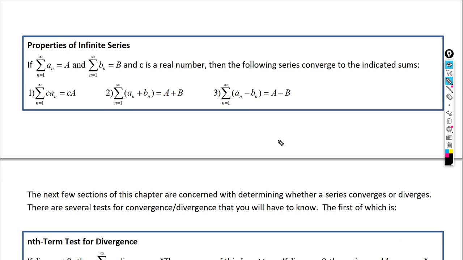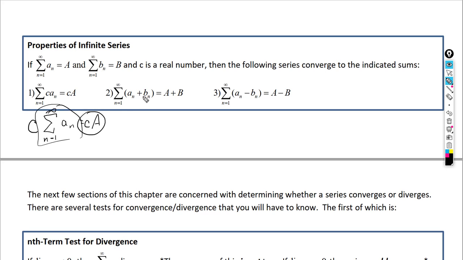Properties of infinite series. These seem pretty familiar given all of the limits of sequences in the last section, but it's basically the same. If a series of a sub n adds up to A, and the series of b sub n adds up to B, and c is just some constant, then I can multiply c by the series from n equals 1 to infinity of a sub n, and this is going to be c times A. So that's what we can do there.